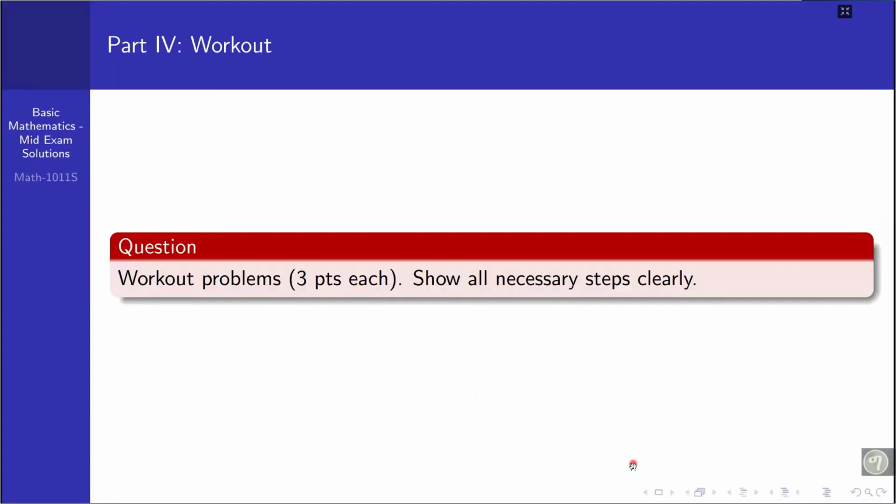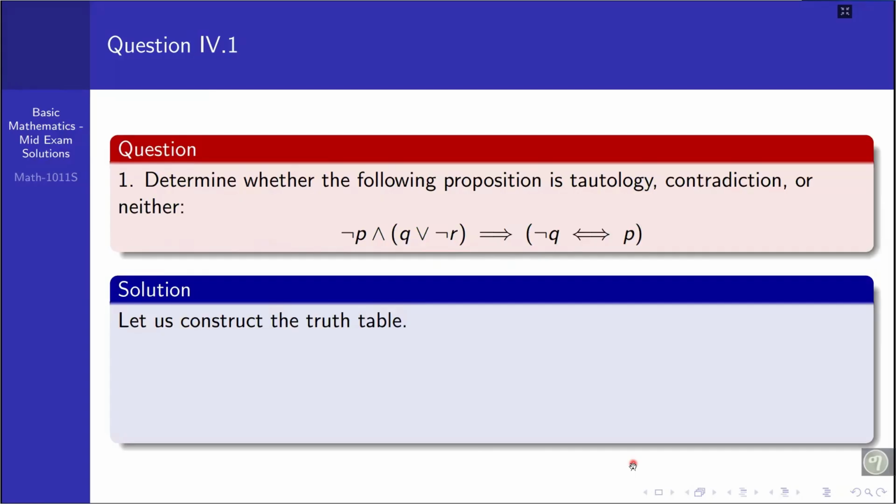The last question item is the workout. We have two questions containing 3 pointers each. The first question could be: determine whether the following proposition is a tautology, contradiction, or neither. Remember the condition that must be satisfied for the given compound proposition to be a tautology, a contradiction, or neither of these two.